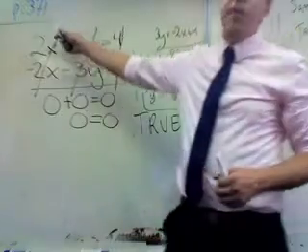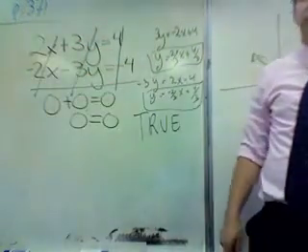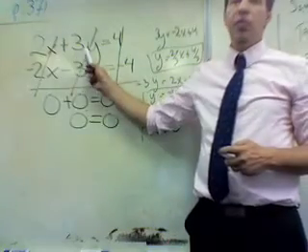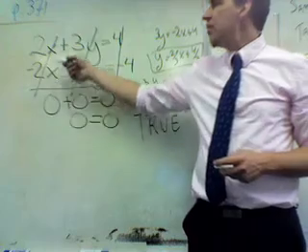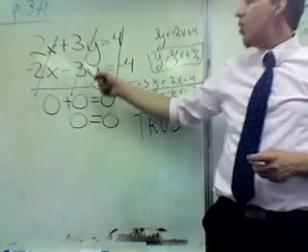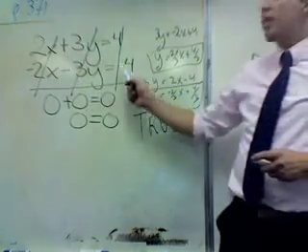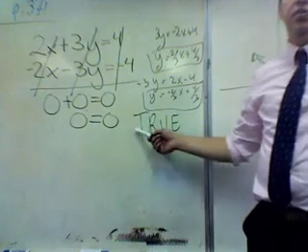We're on number 12 on page 371. And this question is very similar to number 11, but it is different, and here's why. 2x plus 3y equals 4 and minus 2x minus 3y equals 4. What happens is that they cancel out when we add them, because 2x and negative 2x are opposites, 3y and negative 3y are opposites, and 4 and negative 4 are opposites. So you end up with 0 equals 0, which is always true.